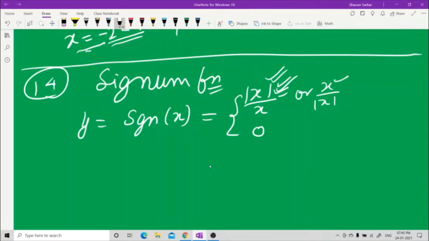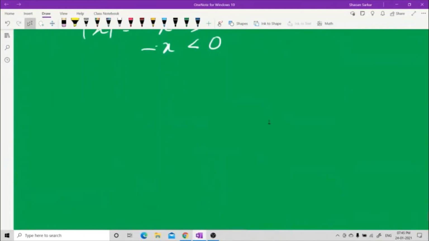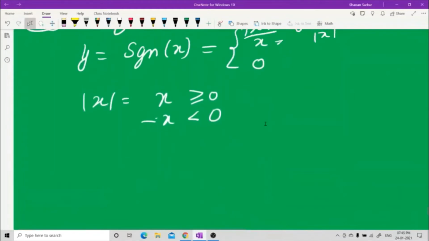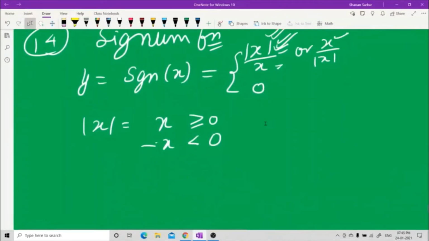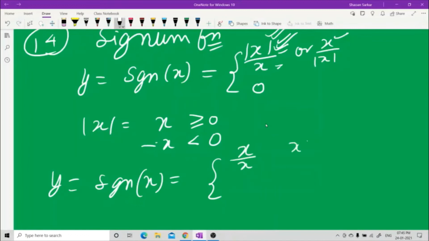So what happens now? You see, mod x has two things: x for x greater than or equal to 0, and minus x for x less than 0. Now I will use this concept. First, for x greater than 0, I'll break this. Now, y equal to signum x will be x upon x for x greater than 0. This is for x not equal to 0, and this is for x equal to 0.